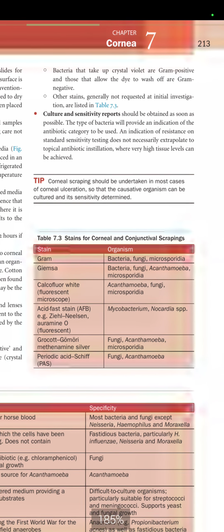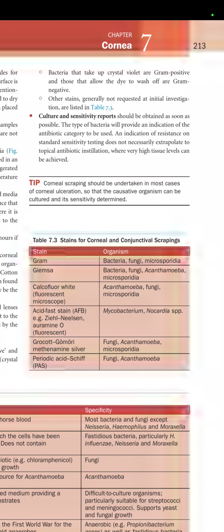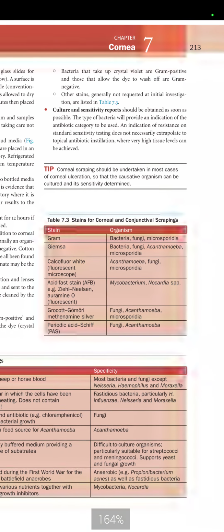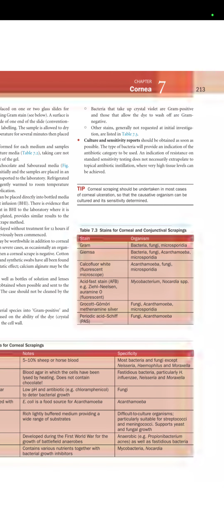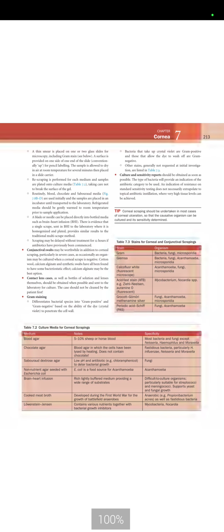Bacteria that take up crystal violet are gram positive, and those that allow the dye to wash off are gram negative. Other stains generally not requested at initial investigation are listed in table 7.3. So we are going to study culture and sensitivity in the next lectures.